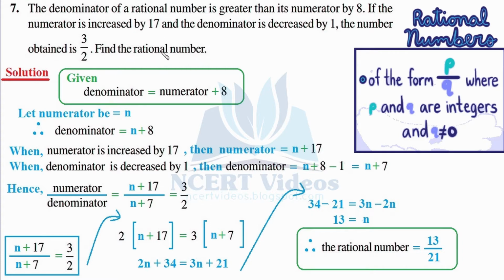Rational number came from the word ratio, and whenever we have ratios, we have two things, that is numerator and denominator, separated with over sign. Therefore, the definition of rational number is any number of the form p over q, where p stands for numerator, q stands for denominator, where p and q are integers. And what are integers? Positive numbers and negative numbers. In between we have zero.